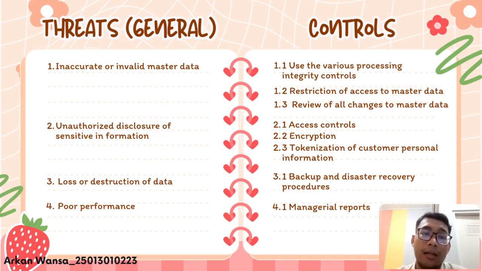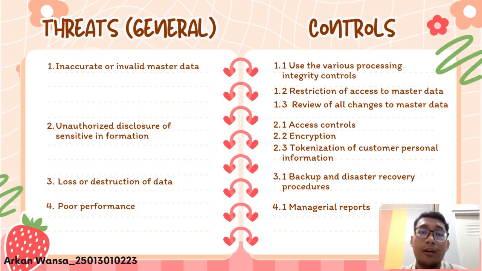Then what is the control? Control 1.1 in table 14.1 shows that one way to mitigate the threat of inaccurate or invalid master data is to use the various processing integrity controls discussed in the previous chapter, chapter 13, to minimize the risk of data input errors.